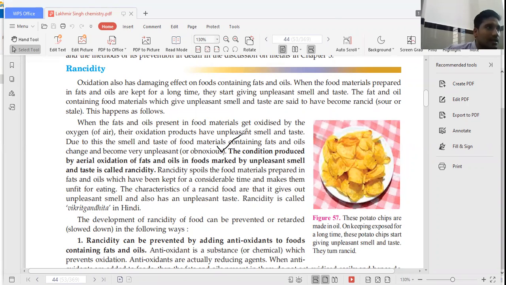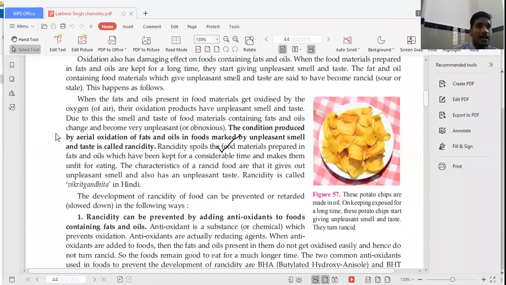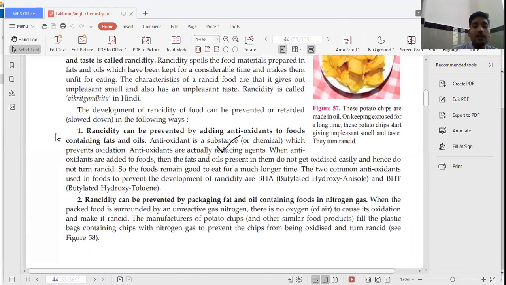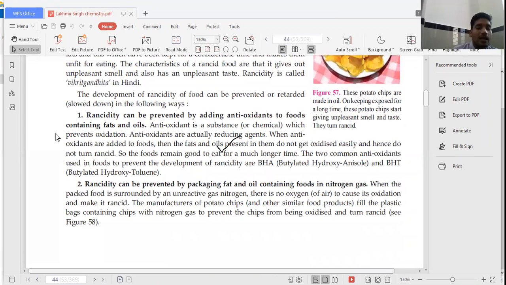The two antioxidants whose names you can learn, as per your book, are BHA and BHT. What is BHA? Butylated hydroxyanisole, and BHT, butylated hydroxytoluene. These two are antioxidants which prevent oxidation, right? On the other hand, rancidity can be prevented by packaging the fat and oil containing foods in nitrogen gas, as you have in case of different marketed chips packets.